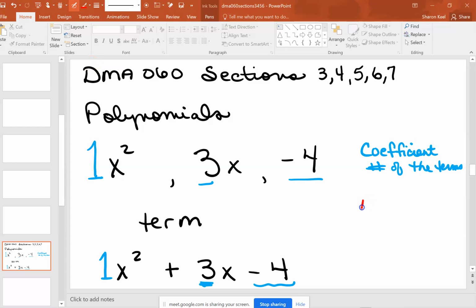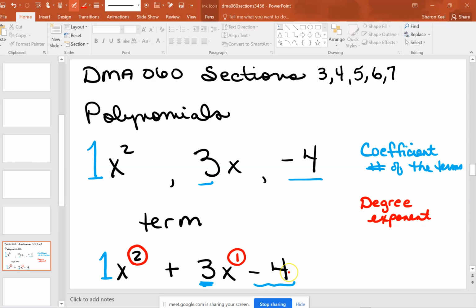Another vocabulary word that we will look at is the word degree. Degree refers to the exponent. The degree of this first term is 2, so that is the degree of this polynomial. This particular item does not have an exponent, so it's an understood 1. That would be the degree of that term.